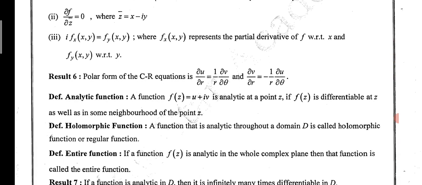Result 6. The polar form of the CR equations is ∂u/∂r = (1/r) ∂v/∂θ and ∂v/∂r = -(1/r) ∂u/∂θ.